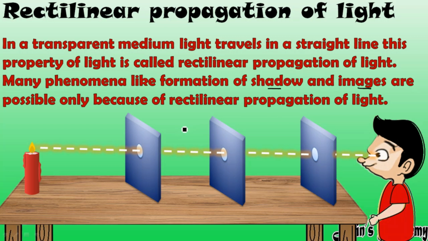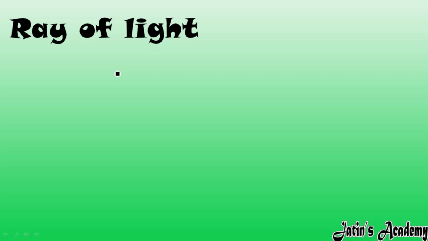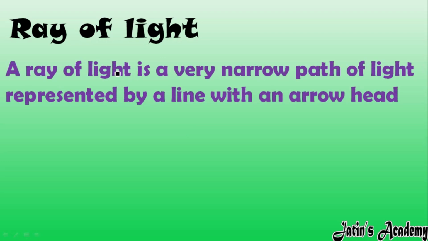Okay. So the next topic we have is ray of light. What do you mean by ray of light? Ray of light is a very narrow path of light. Actually, it is a very narrow path of light which is represented by a line. First of all, here we have a line with an arrowhead. Why is this arrowhead there?